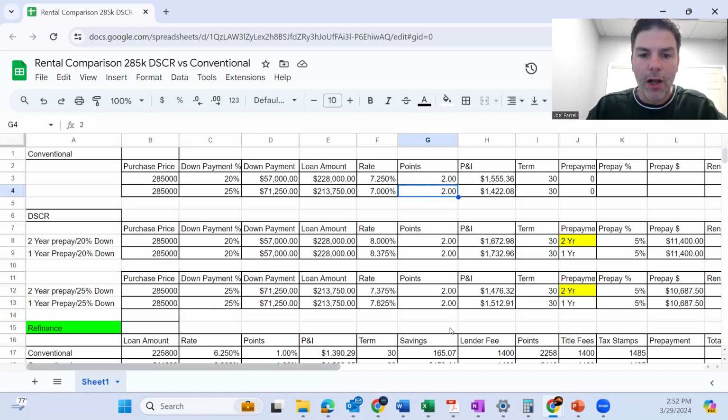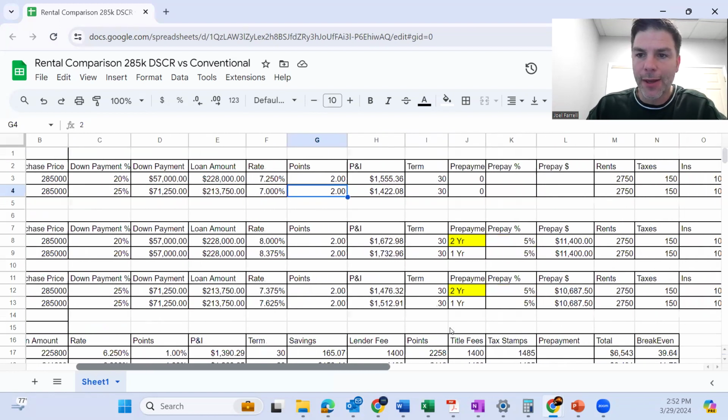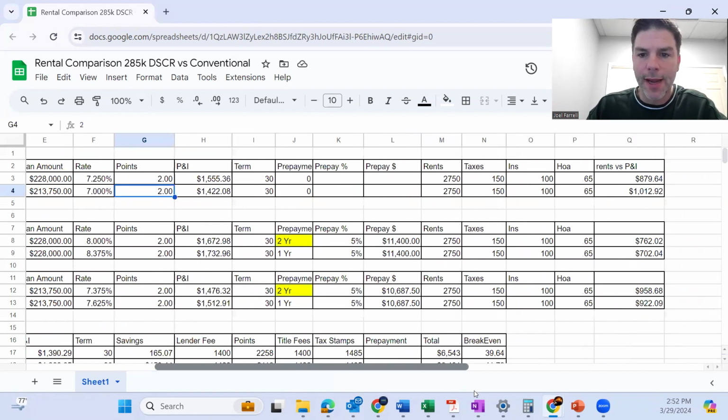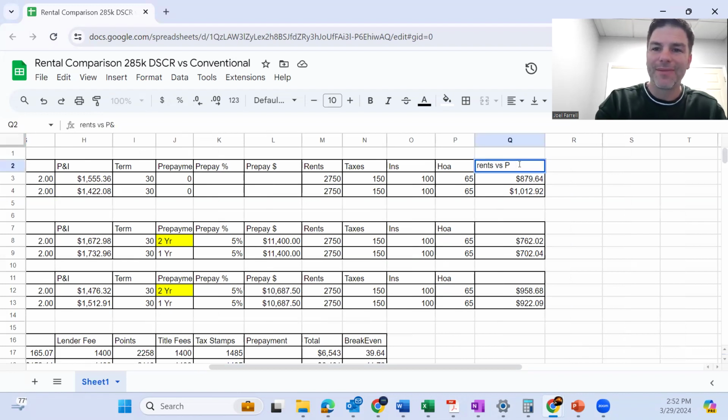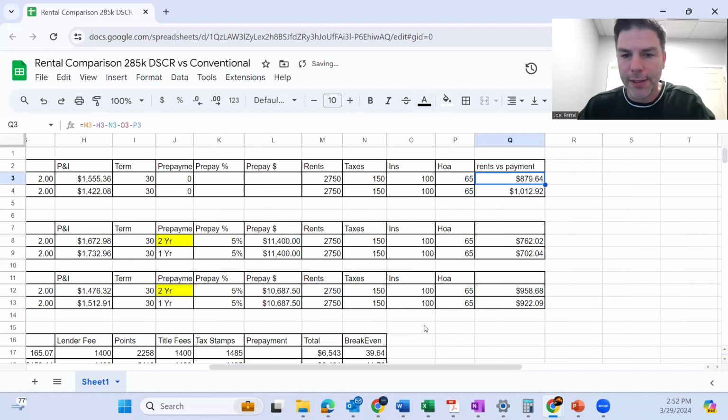And so all the way to the right, you can see I put in some estimated rents, taxes, and insurance, and rents versus payment: $879, $1,000 left over. Now, this is a scenario kind of in the Midwest in terms of taxes and insurance, and I did use some rental numbers that were based on Airbnb numbers for a certain scenario. So the rents versus payment, take that for what it is with a grain of salt.